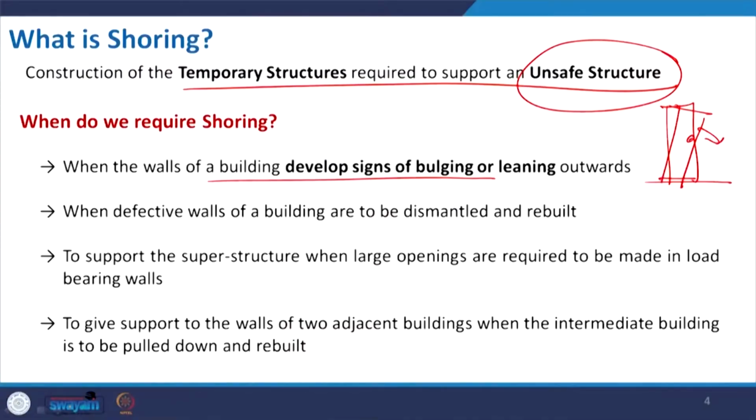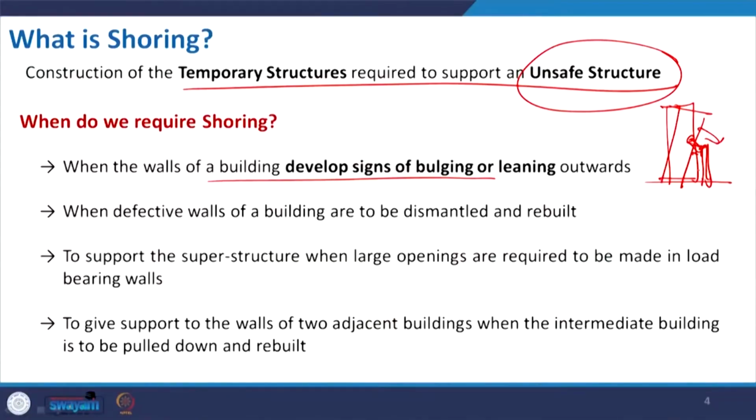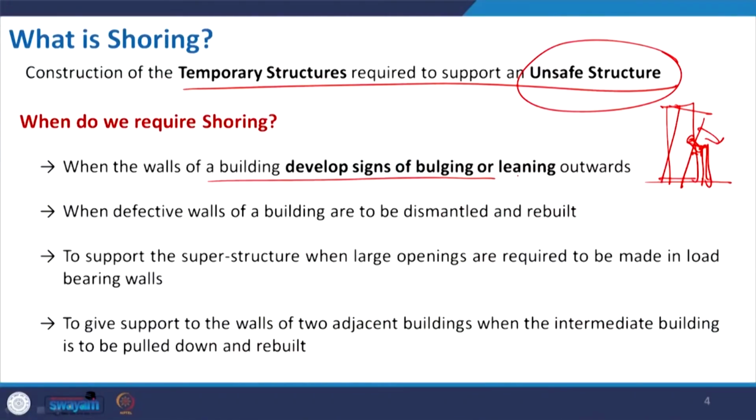So then a support has to be given, like we have seen in the compressive structure, the flying buttresses. Basically it is supporting the wall and anchoring it to the ground. So some kind of arrangement has to be made to support this. This shoring is one of the structures that can be used for this purpose.